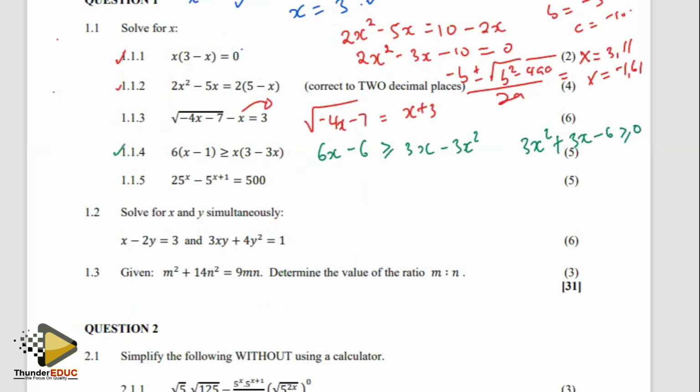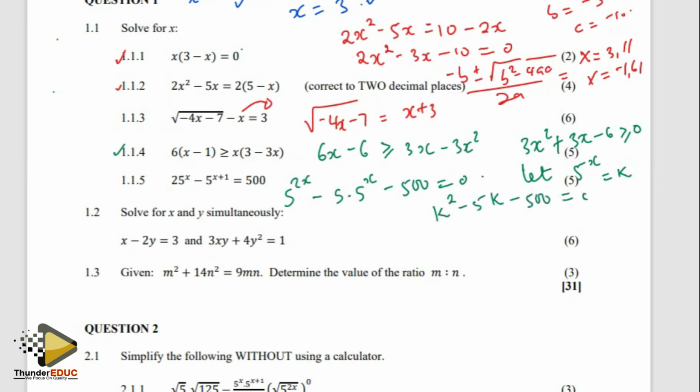Then 1.1.5, 25 to the x minus 5 to the x plus 1 is equal to 500. I think I need to use the k method in this case, but let me first break down everything to the simplest base. So I know that 25 is going to be the same as 5 to the 2x. I can split this up. That's going to be 5 multiplied by 5 to the x minus 500 is equal to 0. Then I can let 5 to the x be a k. So in the first case, I'm going to have k squared minus 5k minus 500 is equal to 0.